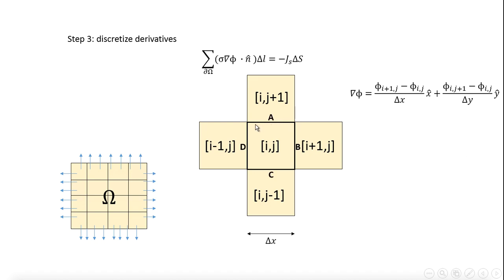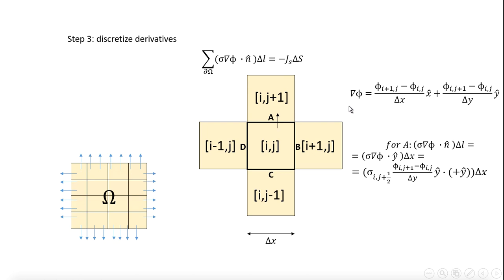Let's give names to those sides around the cell that we are interested in. Let's call them A, B, C, and D. Now, for A, we're going to look at the element that we're going to sum up in the sigma summation here. For side A, first of all, instead of n here, we're going to replace it by y, since that's our unit vector that is perpendicular to the side, and multiply it by delta x, since that's, as you can see, the length of the side.